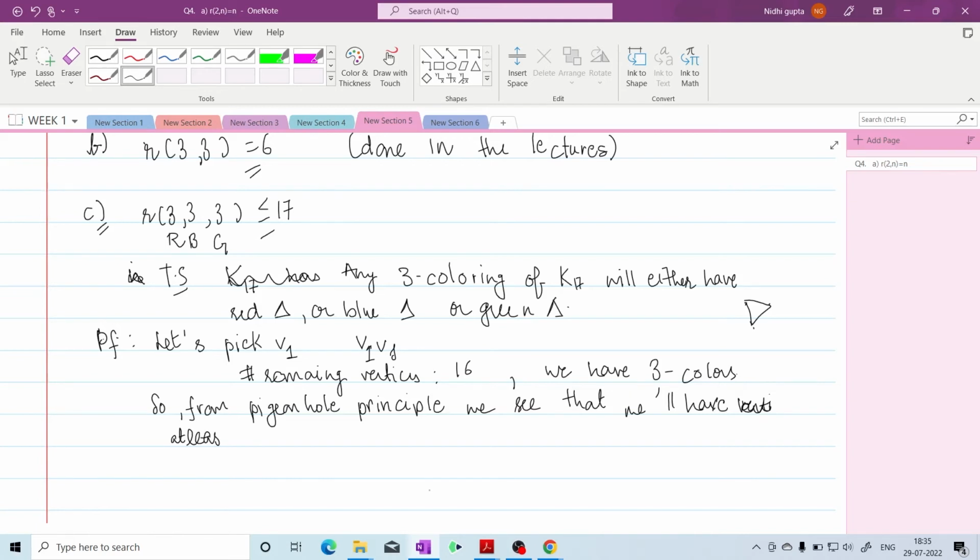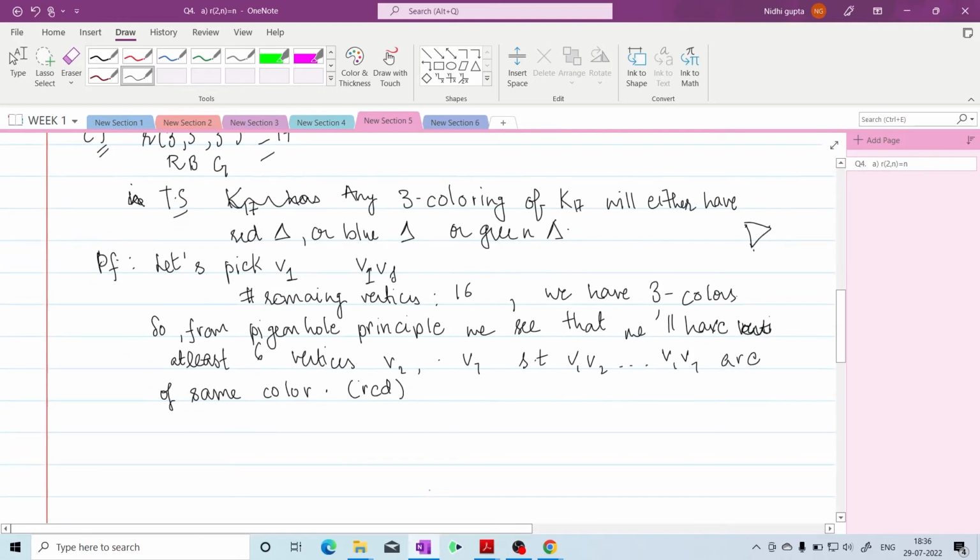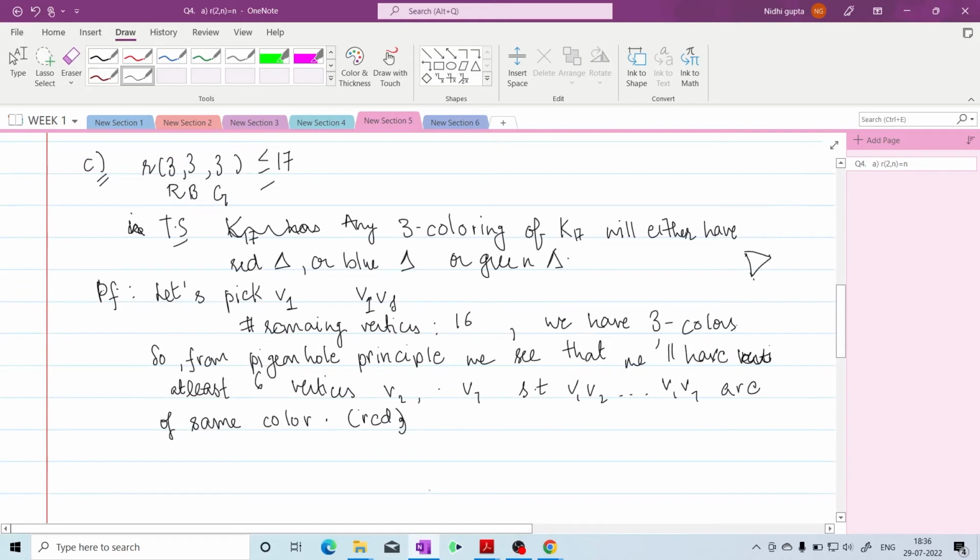So from the pigeonhole principle we see that we'll have at least 6 vertices. Let's name them V2 till V7, such that the edges V1V2 till V1V7 are of the same color, say red. Now two cases can happen.